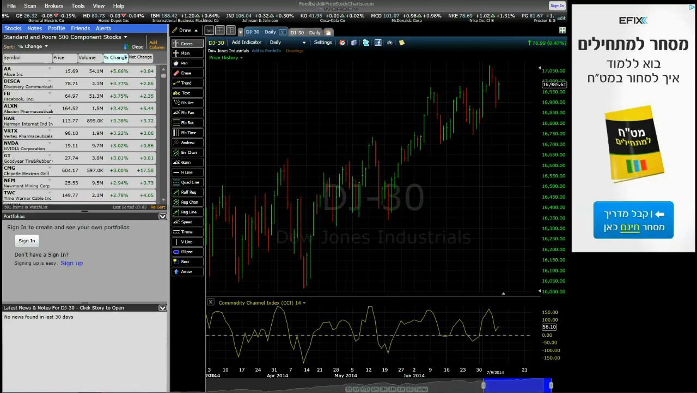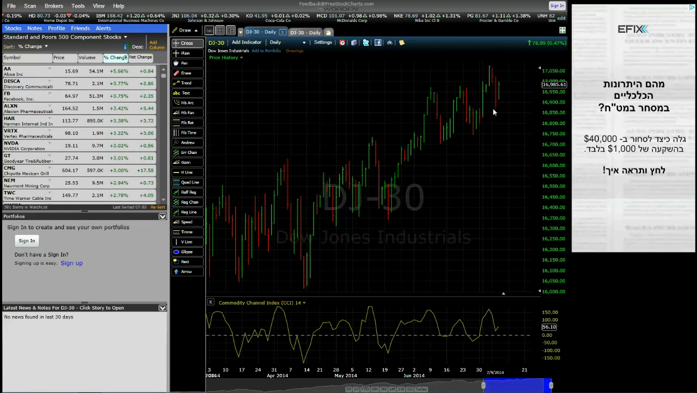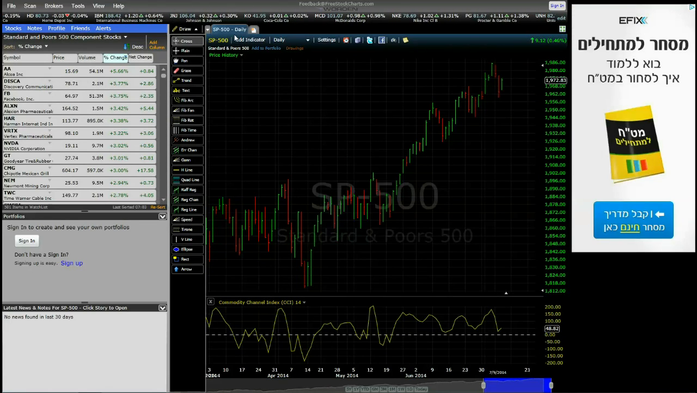Right off the bat, we have the Dow Jones. As you can see, the Dow Jones fell from its record high, but it's still trading above a key support at 16,500. In fact, we are still above 16,750. Looks like we are trading a little bit sideways, consolidating a little bit right now. The S&P 500 also fell back from its record high, but remains above a key support level at 1,950. But it also looks like it's about to consolidate a little bit before making its next move.